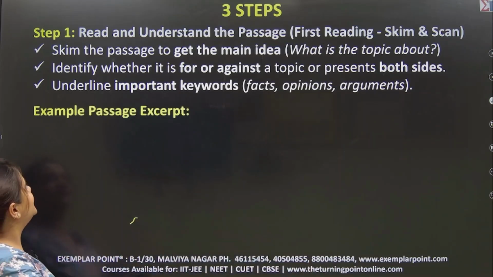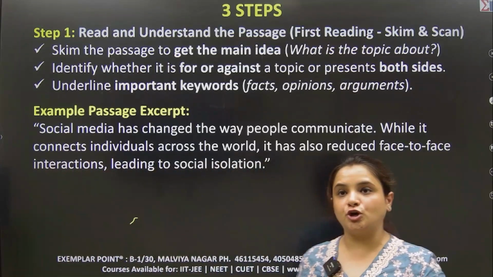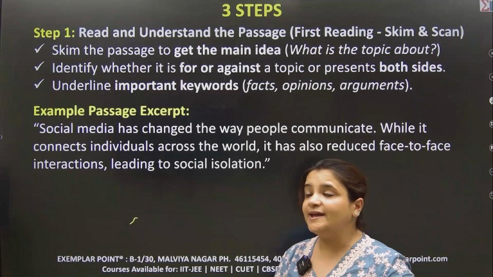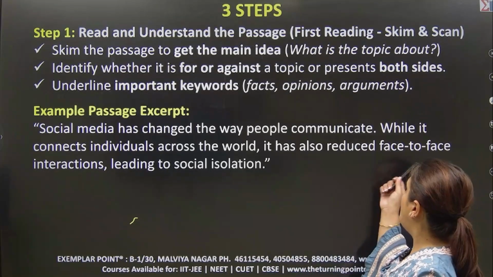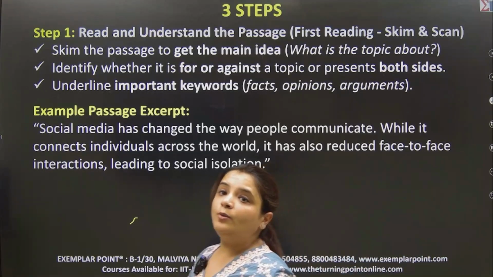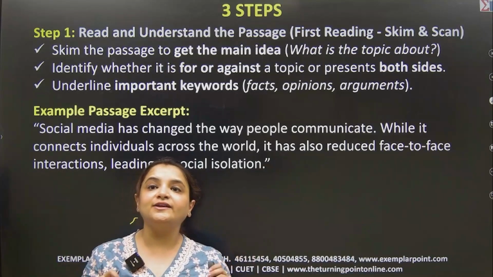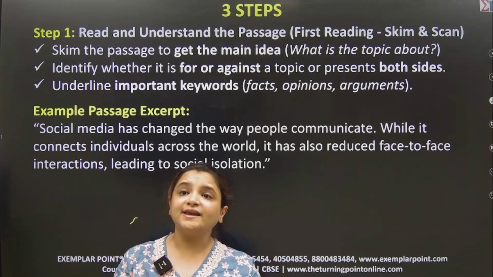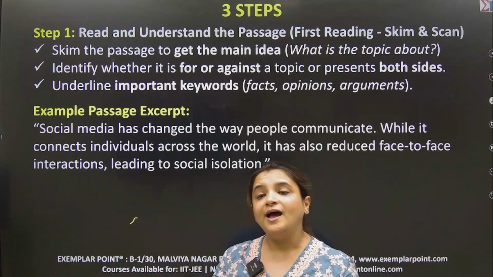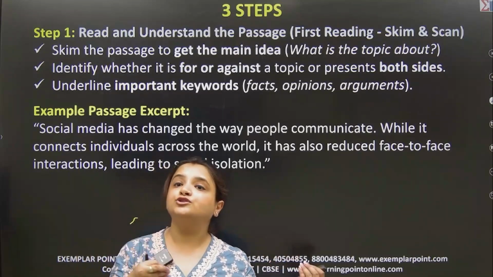So let us have this example passage excerpt. Now let us see what these lines talk about. Social media has changed the way people communicate. While it connects individuals across the world, it has also reduced face-to-face interactions, leading to social isolation. Now, by giving a first reading to these three lines, I get to know that these three lines talk about social media. In the second line, I get to know it is talking in favor of social media. And in the third line and the second line, I get to know it has something in contradiction as well.